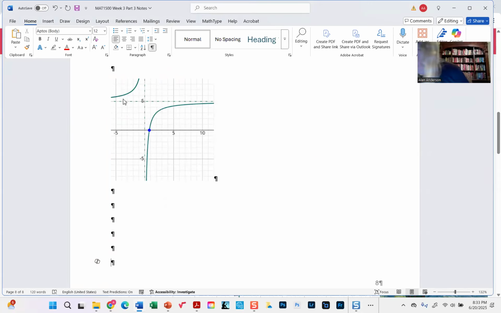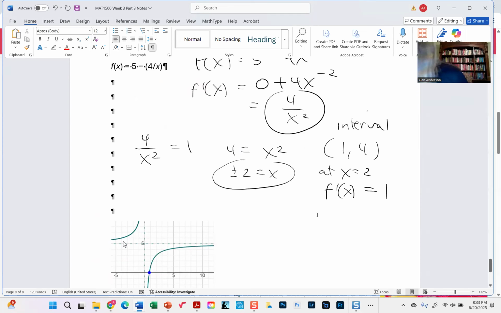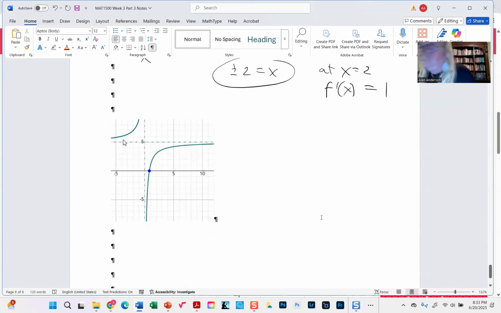So over our interval, right about when x equals 2, the slope of the tangent line equals 1.